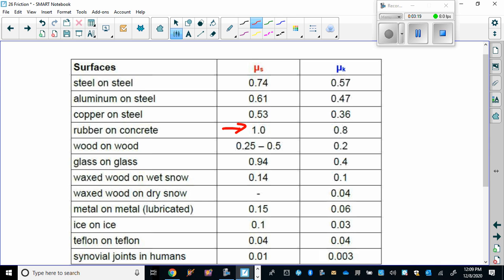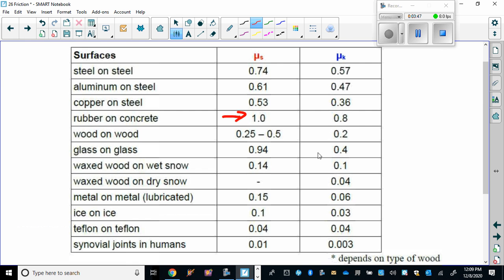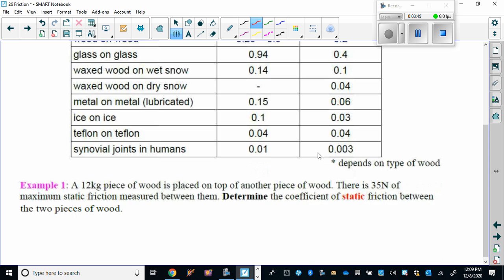Let's look at the chart to find the lowest one. What do you think the lowest one here is? Wood on wood, glass on glass, ice on ice? No, it's right down at the bottom. The lowest amount of friction is the synovial joints in humans. So your knees and your elbows have very little friction, which is great, because if they had a lot of friction, they would wear out, and you could have all kinds of physical issues moving your arms and legs and all the joints in your body. As you know, you don't have to memorize that.